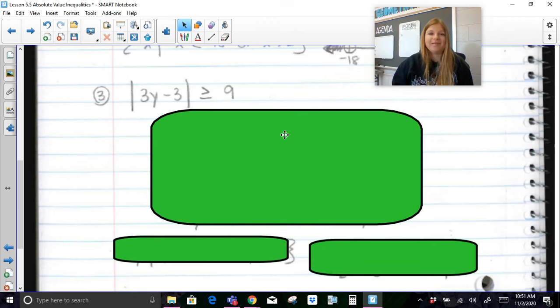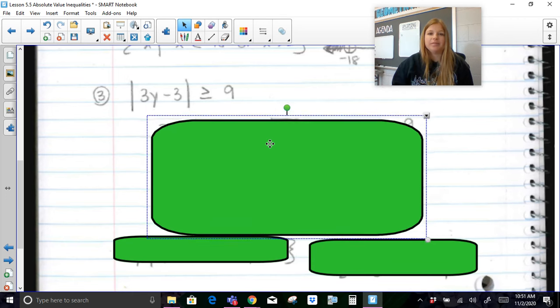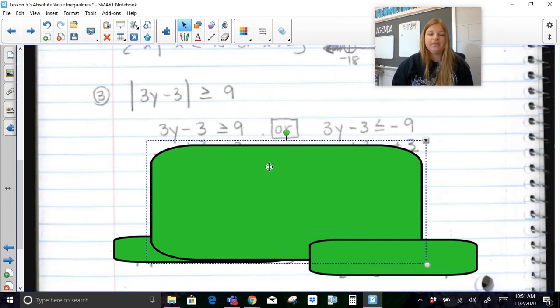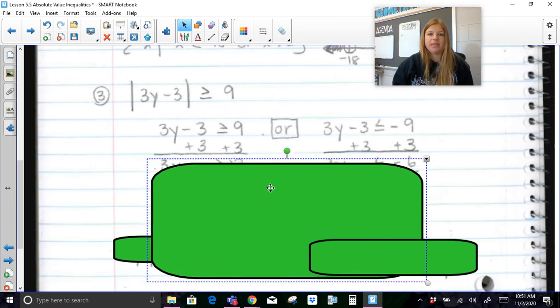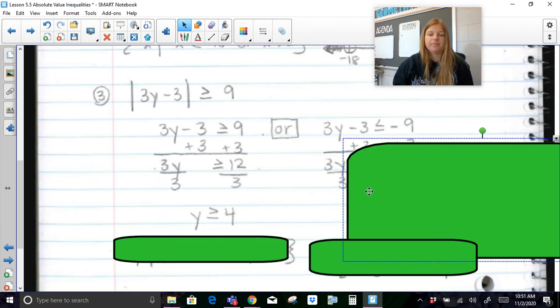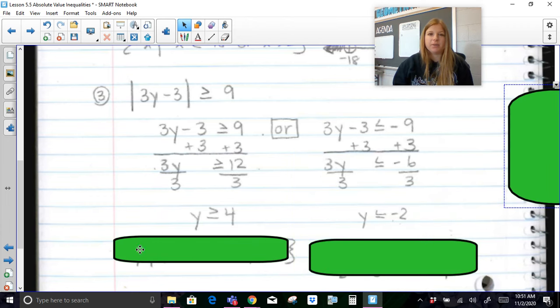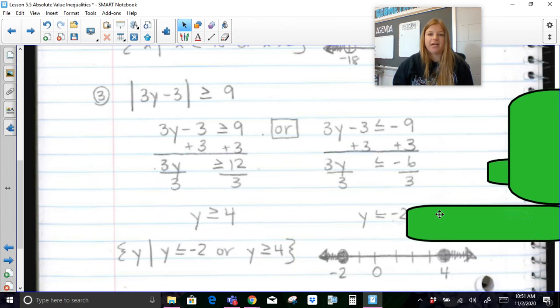Okay, hopefully you did the problem. It's greater or equal, so I know this is going to be an or inequality. I set up my 2 separate inequalities. We do our solving. Because it's or, they're going in opposite directions here, and that would be what my graph would look like.